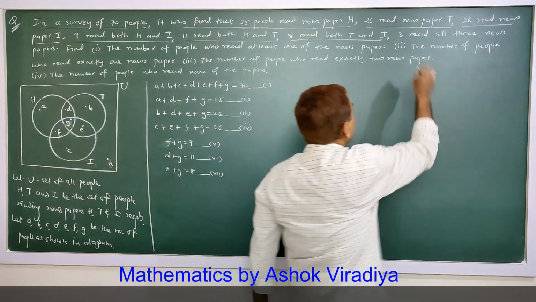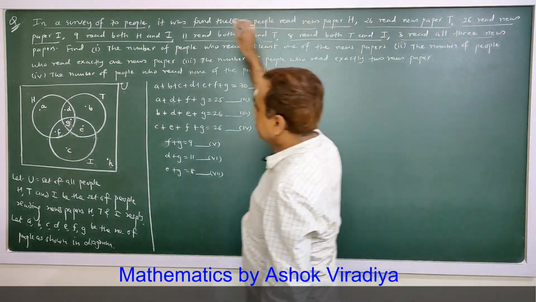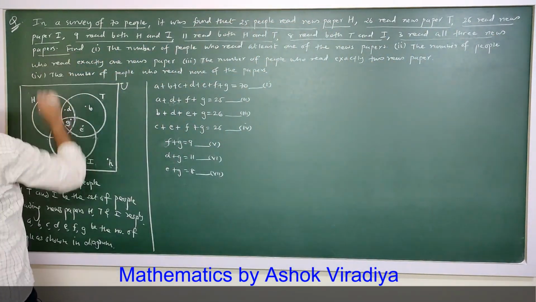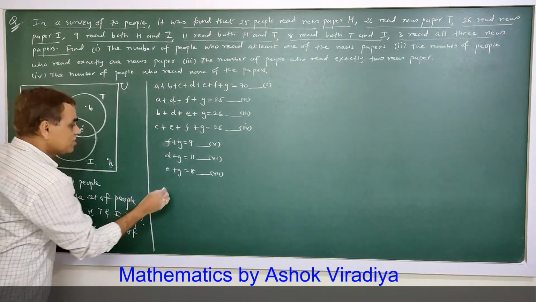3 read all 3 newspapers. So that is G is 3.